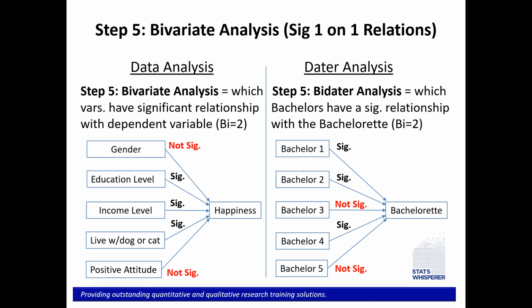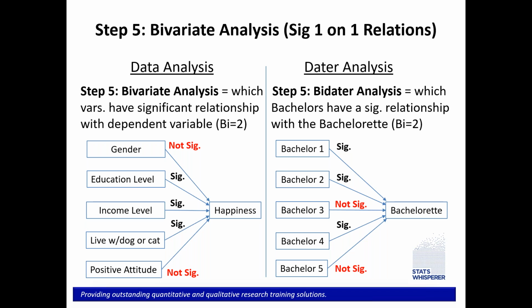Now we come to the bivariate analysis, step 5 in the steps of quantitative data analysis. So here is where we're figuring out where are those significant one-on-one relationships between the explanatory variables and the dependent variable, right? Bi meaning two, so it's a comparison of two variables. Now, we'll look into this more in a second, but we could see that gender and positive attitude are not significantly related to happiness, but education, income, and lives with a dog or a cat is.